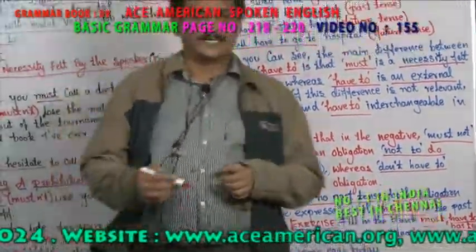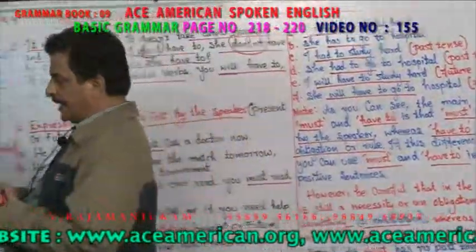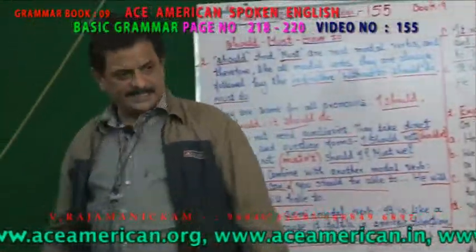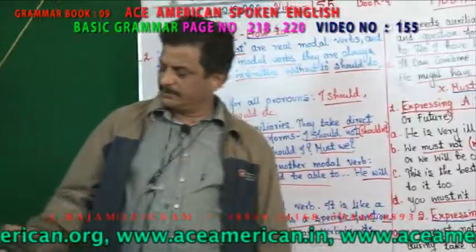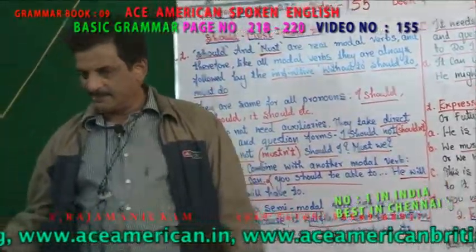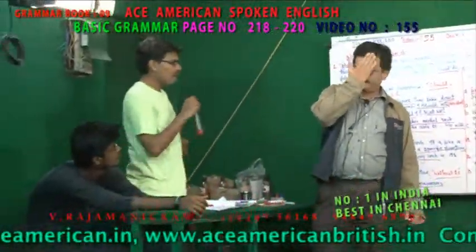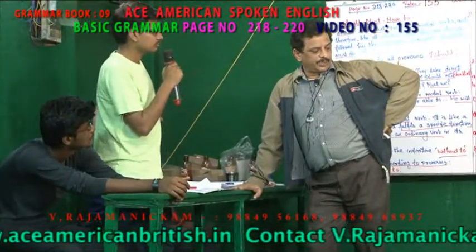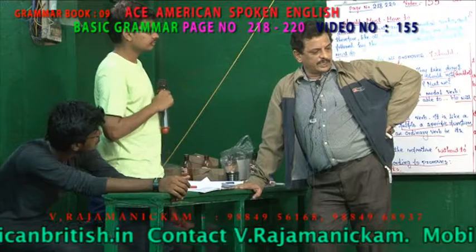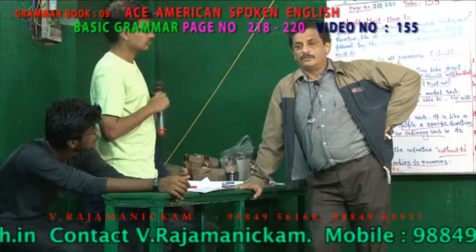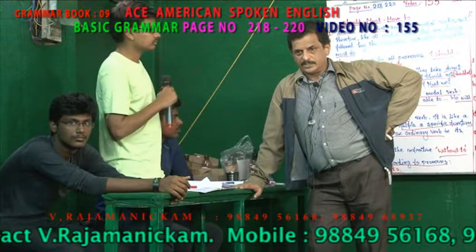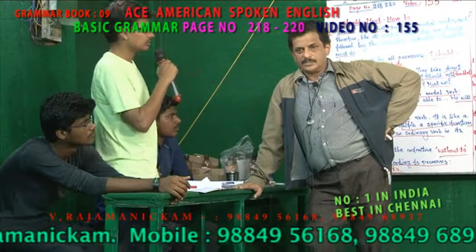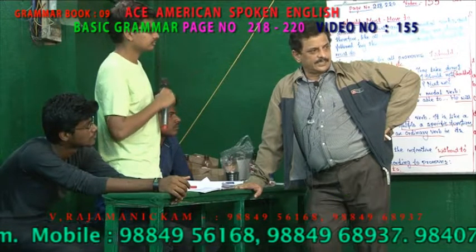Are you able to understand, sir? So, what is the difference between have to and must, sir? Let us see who says. Please stand up and say the difference between have to and must. Have to is for outside matters. Outside pressure or necessities or obligations which you have to follow for outsiders, you are using have to. Must is used for personal matters. Okay, are you clear about it?